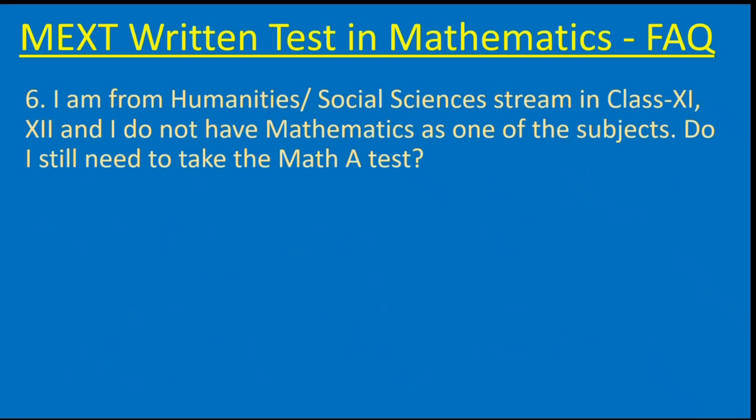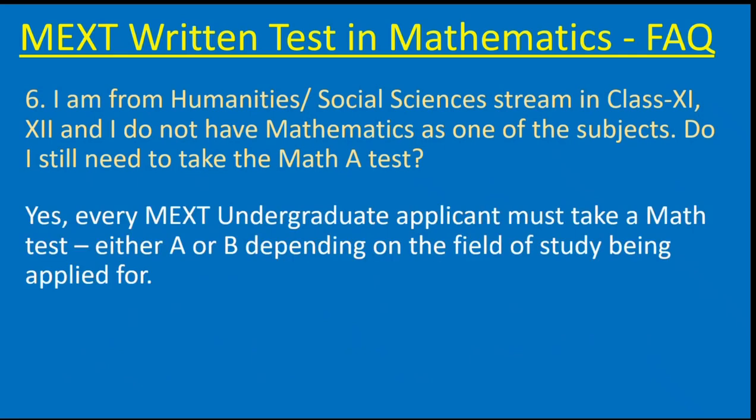I am from the humanities or social sciences stream in class 11 or class 12, and I do not have mathematics as one of the subjects currently. Do I still need to take the Math A test as part of the MEXT written test conducted by the Japanese embassy? Yes, every MEXT undergraduate applicant must take a math test, either A or B, depending on the field of study being applied for. So there are no exceptions allowed for the mathematics test in undergraduate scholarship applications.